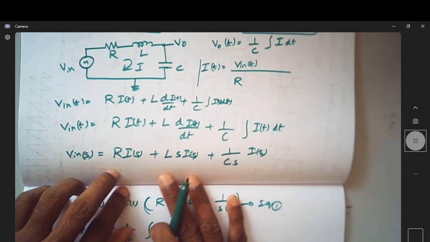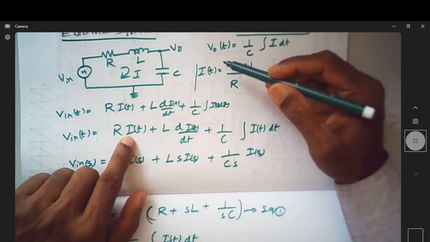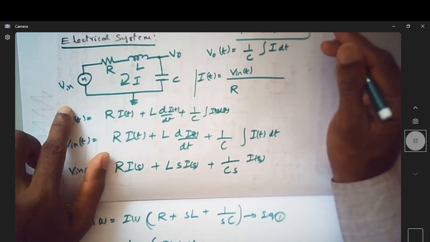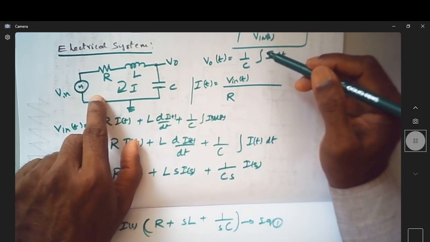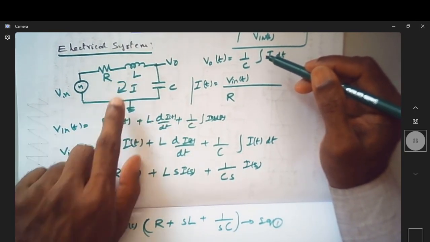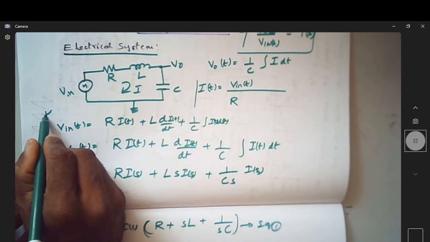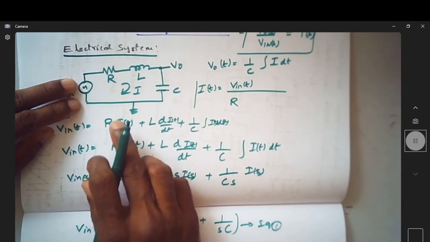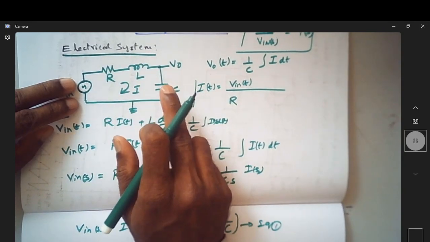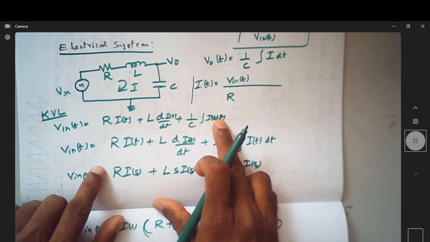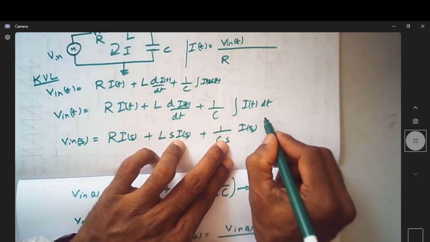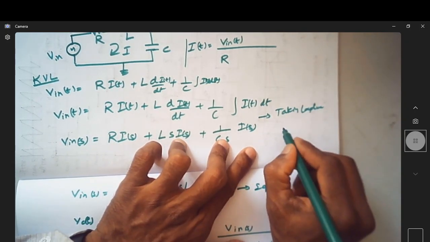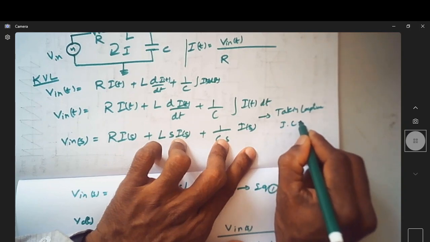So for that we are trying to get an expression for output voltage in the form of input voltage. For that what we did, we wrote for this circuit a KVL for the available single loop: input voltage is equal to the drop across this plus this capacitor. So that's what this expression is, and we are taking the Laplace transform, considering all initial conditions as 0.